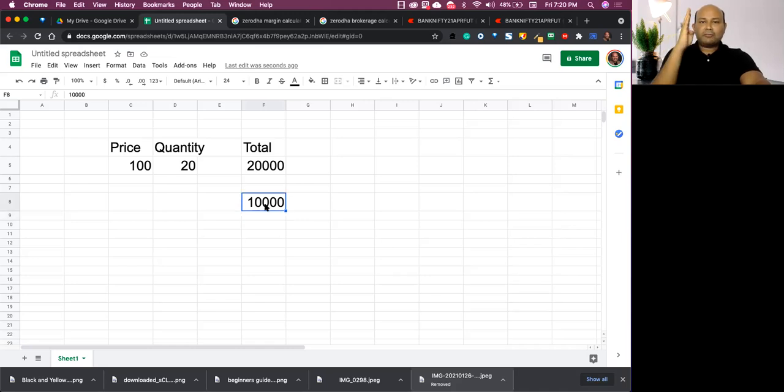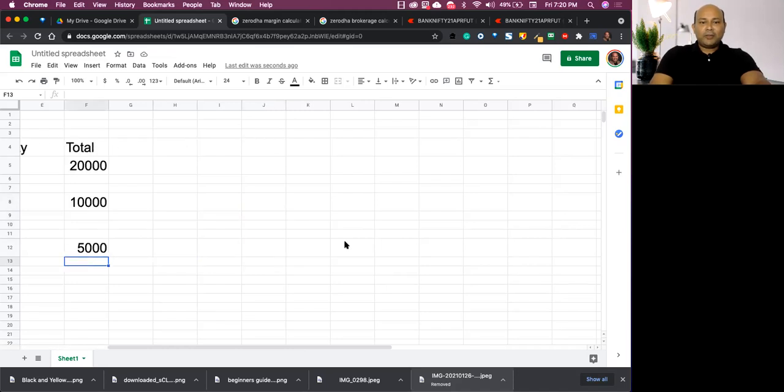What if you need 4x margin money? How much money do you need to give to your broker for 4x? Is it 5,000? Yes, if you just have 5,000 rupees, you can buy goods worth 20,000 rupees. Is this super clear now? The margin and all of that stuff.